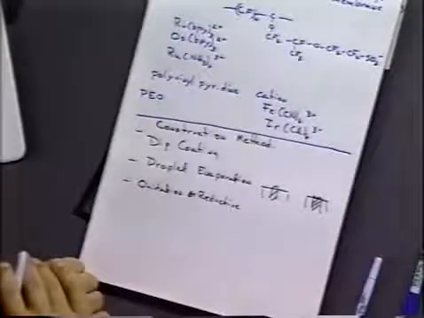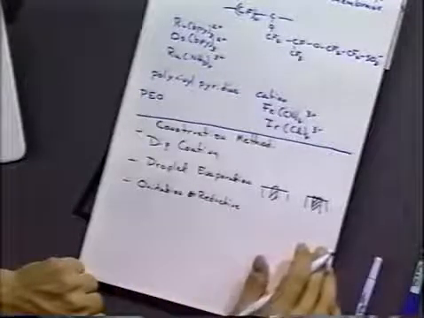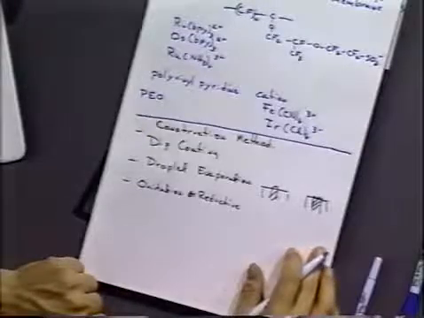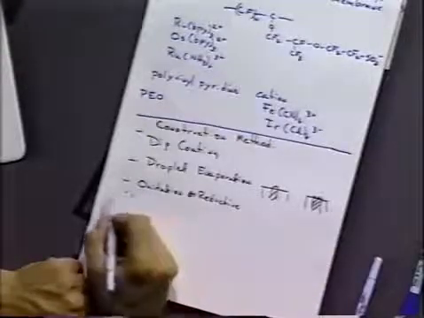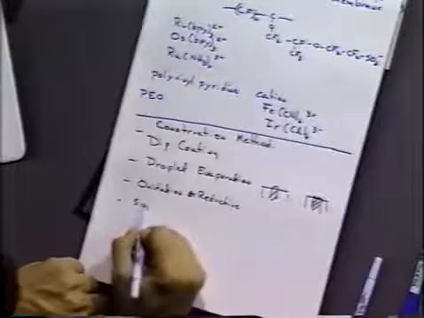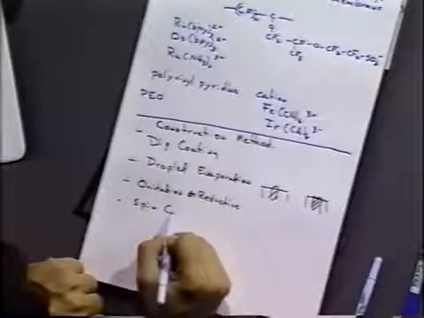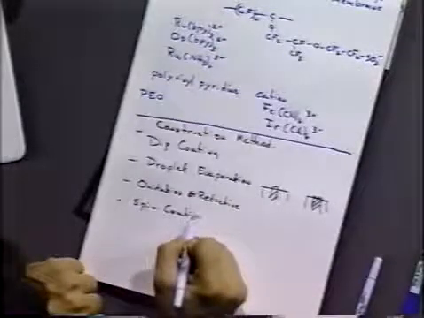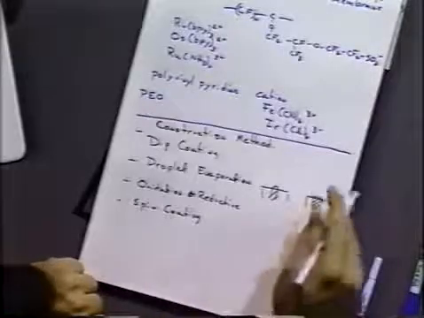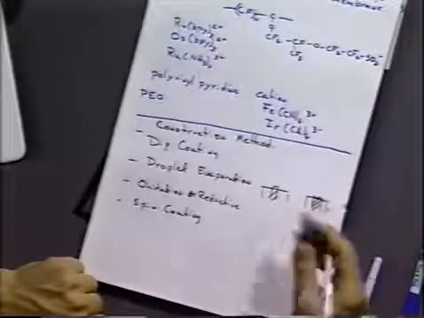Polyaniline is also made by oxidation of aniline, and you can make a polyaniline film. A very common and very good way to do it is called spin coating. It requires a little bit more equipment investment. You use what is called a spin coater.